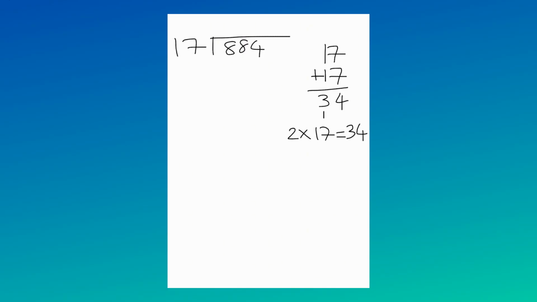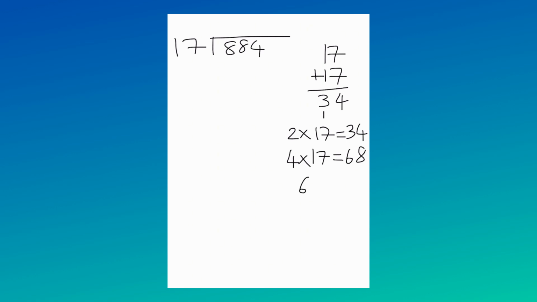Now I'm going to double that to give 4 lots of 17. See if I can get close to 88. So that is 34 times 2 is 68, because 4 times 2 is 8 and 3 times 2 is 6. So I'm nearly at 88. Can I fit another 17?